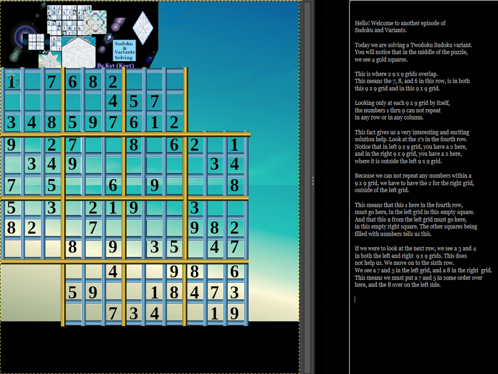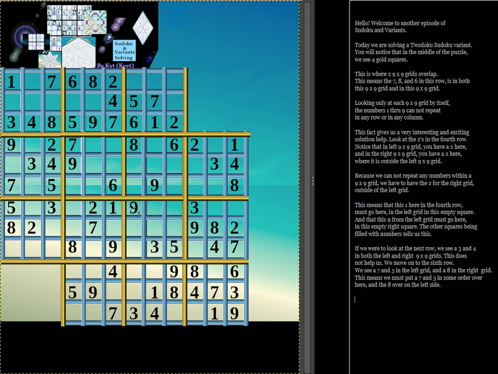Look at the 2's in the fourth row. Notice that in the left 9x9 grid, we have a 2 here, and in the right 9x9 grid, we have a 2 here, where it is outside the left 9x9 grid, because this is the end here. Because we cannot repeat any numbers within a 9x9 grid, we have to have the 2 for the right grid outside of the left grid. Because we cannot repeat any numbers, this is helpful.